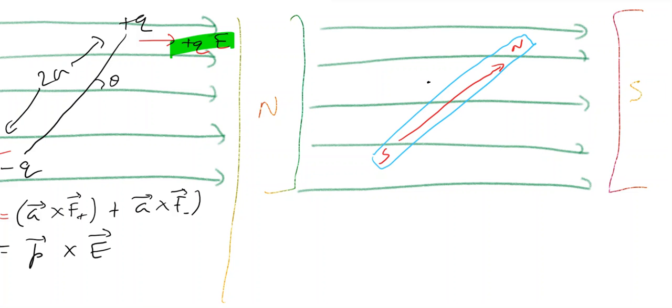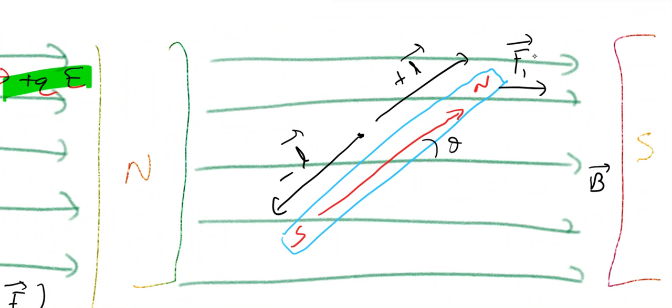Let the length be L, so this will be minus L and this will be plus L, so the total length will be 2L, and we assume that this angle is theta, the angle between B and M. M is the magnetic dipole moment. So how much is the force acting on the north pole? The force acting on the north pole, if I denote it as F1, is mB. What is this m? It is the pole strength. And what is the force acting on the south pole? It is also mB but in the opposite direction. Let it be F2.